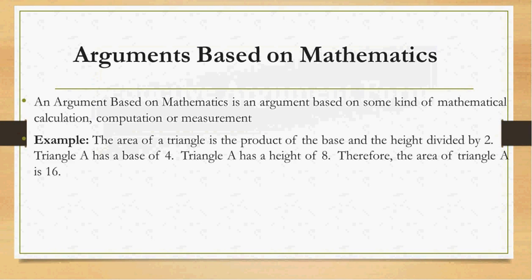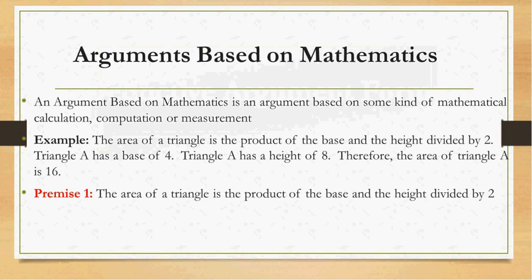Here's an example. The area of a triangle is the product of the base and the height divided by 2. Triangle A has base of 4. Triangle A has height of 8. Therefore, the area of triangle A is 16. Now, this is a logical argument. Notice that we have a conclusion, which is that the area of triangle A is 16.